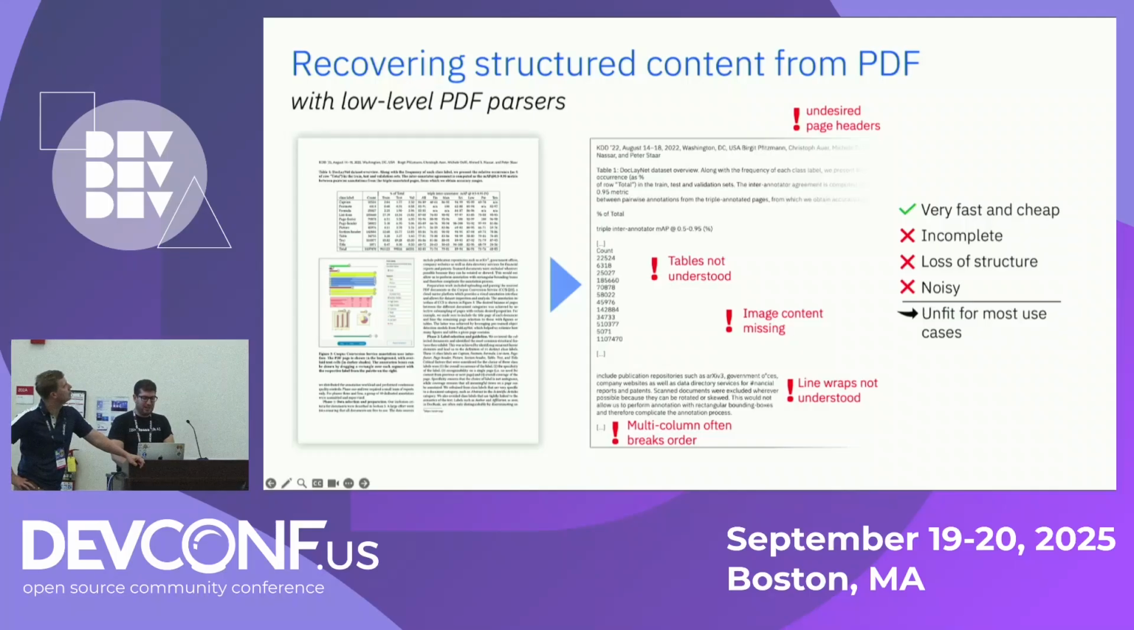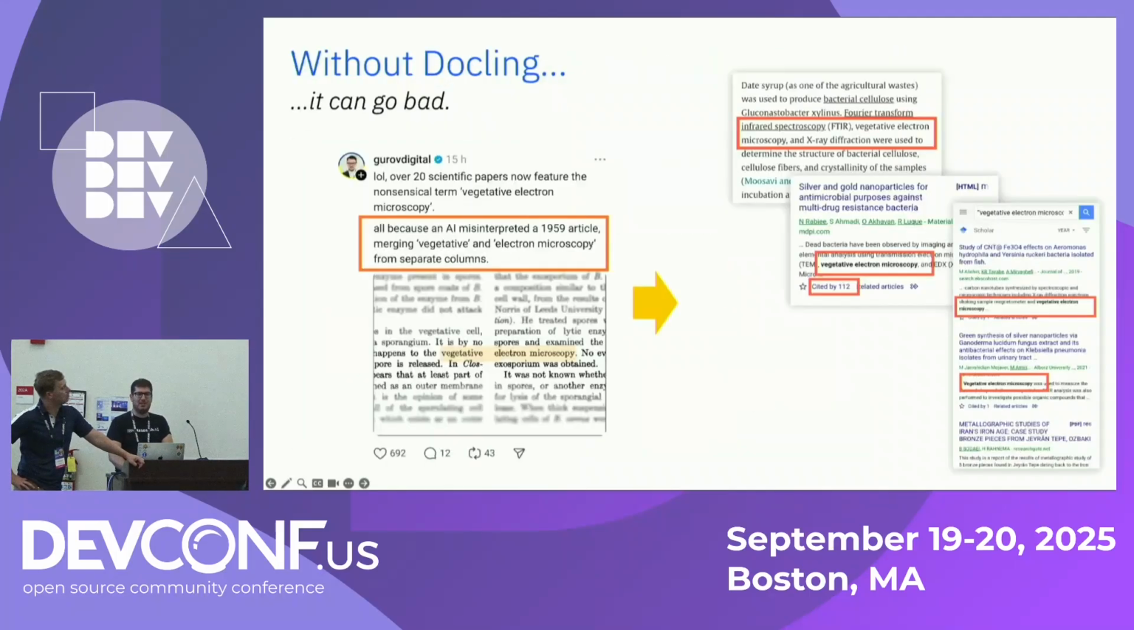Garbage, like if you follow the bit of social news, you might have actually heard about vegetative electron microscopy. This is really an example about how things can go wrong. It's all coming from a very old publication of 1959. So it's, again, this classic two columns layout for a scientific publication, where there is the word vegetative on the left column and electron microscopy on the right side.